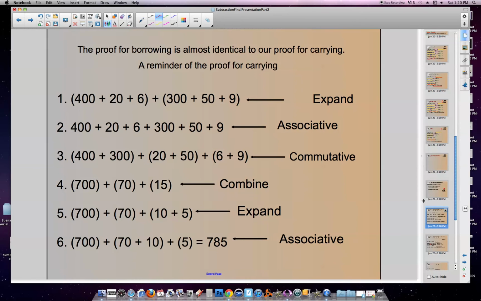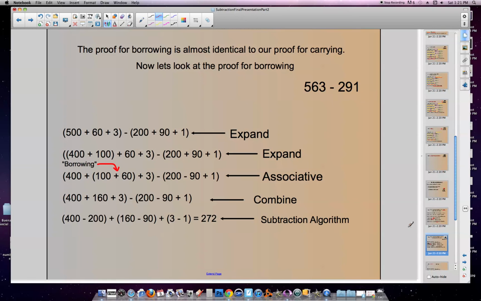To do that, we're going to look back. This was the proof we did on the first day in the first video for carrying in addition. And remember, when we came up with 15 in our ones place, we said, well, we can't have 15, but we can break 15 apart and move that 10 to the tens place, and we're left with 700 plus 80 plus 5, or 785. When we borrow, we kind of do the opposite.